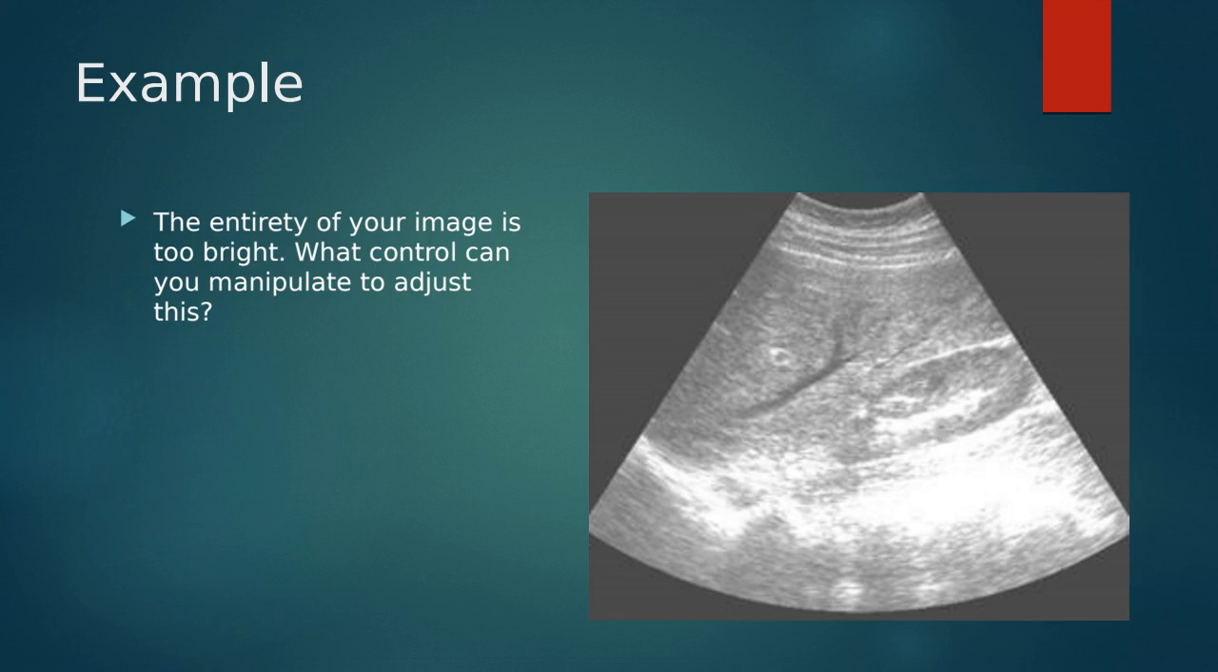And our next one: the entirety of your image is too bright. What control can you manipulate to adjust this? Same thing, pause. With this one, you want to adjust your gain. Your overall image is way too bright. You want to decrease your gain. You want to make that overall image darker.